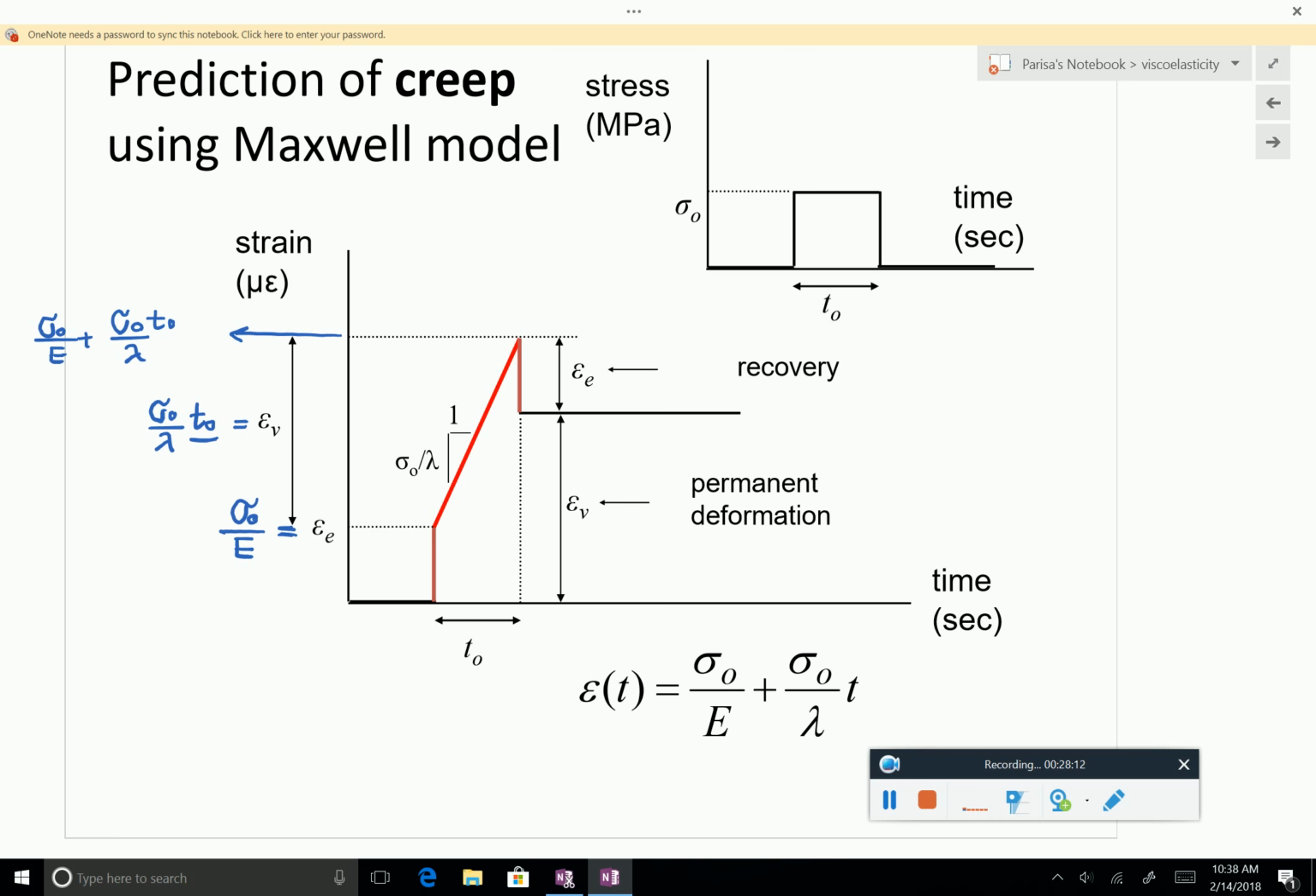When you unload, exactly the amount of elastic strain would recover. So exactly it would be sigma 0 over E. So what you are left with would be exactly sigma 0 t0 over lambda. So make sure this is t0, because if t0 is longer, this is going to be more.